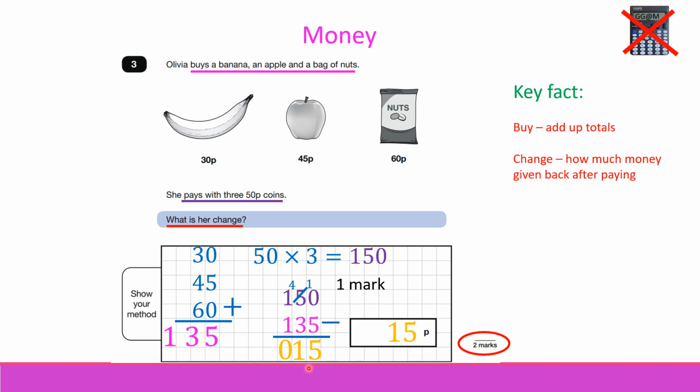So the number I've got here is 15. So this is equivalent to 15 pence. And this will give you your 2nd mark in the exam for getting the correct answer of 15 pence. Give yourself a big tick if you got this correct. Great work. Well done, everyone.